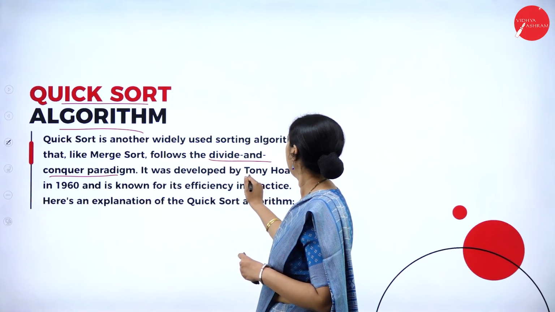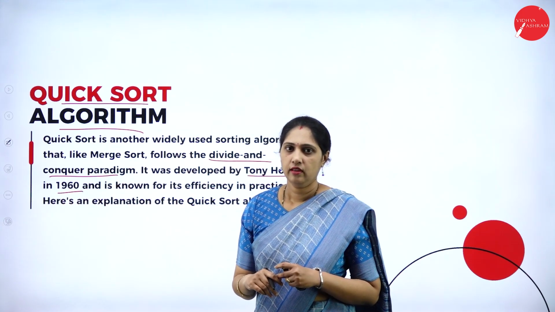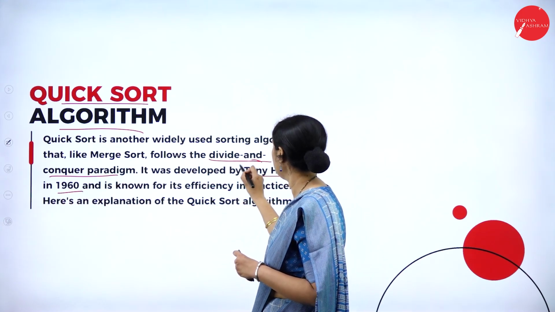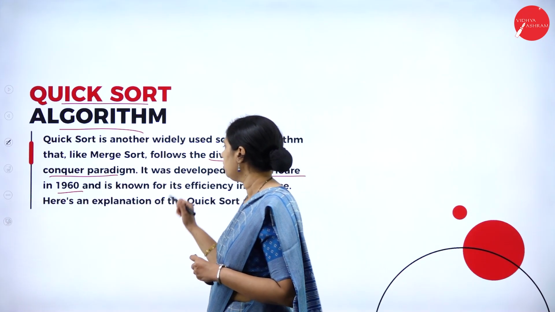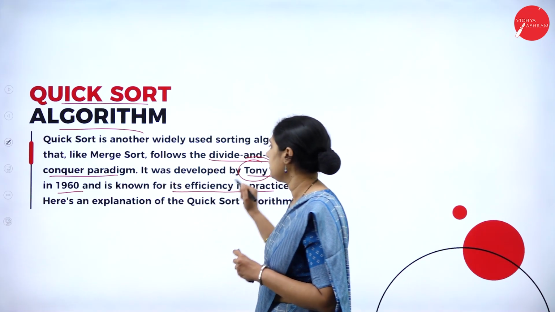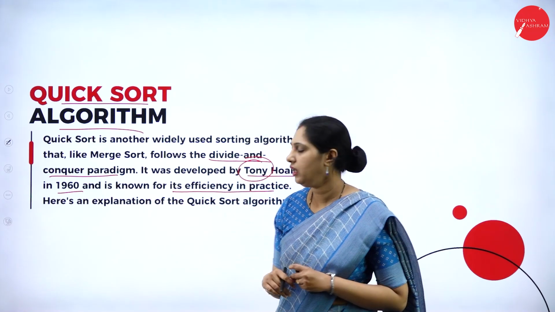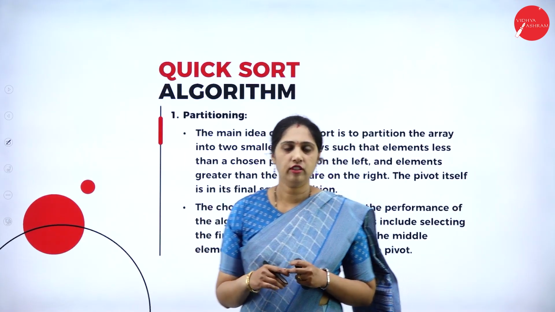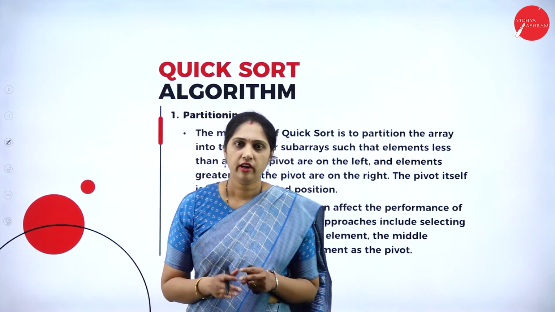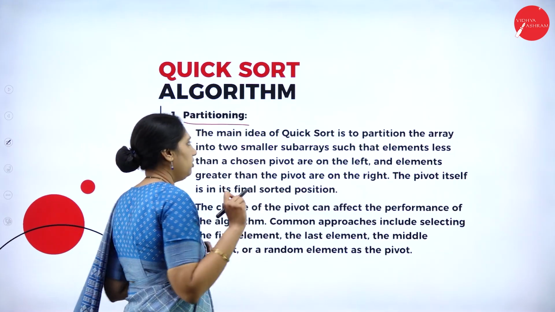It was developed by Tony Hoare in 1960. He said its efficiency is better compared to other sorting algorithms. How does this work? What is the explanation of it? As you know, it is divide, so we say partition. We can say divide or partitioning.